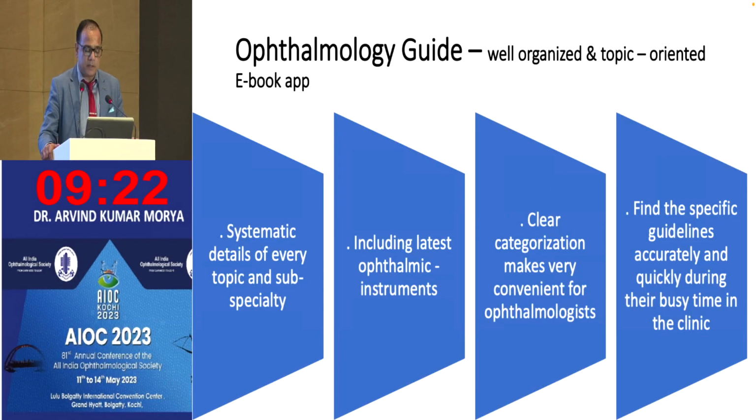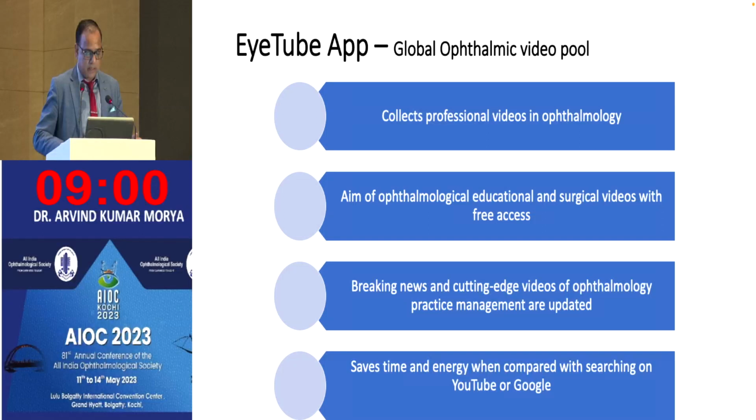Then comes the Ophthalmology Guide. It is a well-organized and topic-oriented e-book application. There are systematic details of every topic and subspecialty, including the latest ophthalmic instruments. There is a clear categorization, which makes it very convenient for ophthalmologists, and it finds specific guidelines accurately and quickly during our busy time in the clinic.